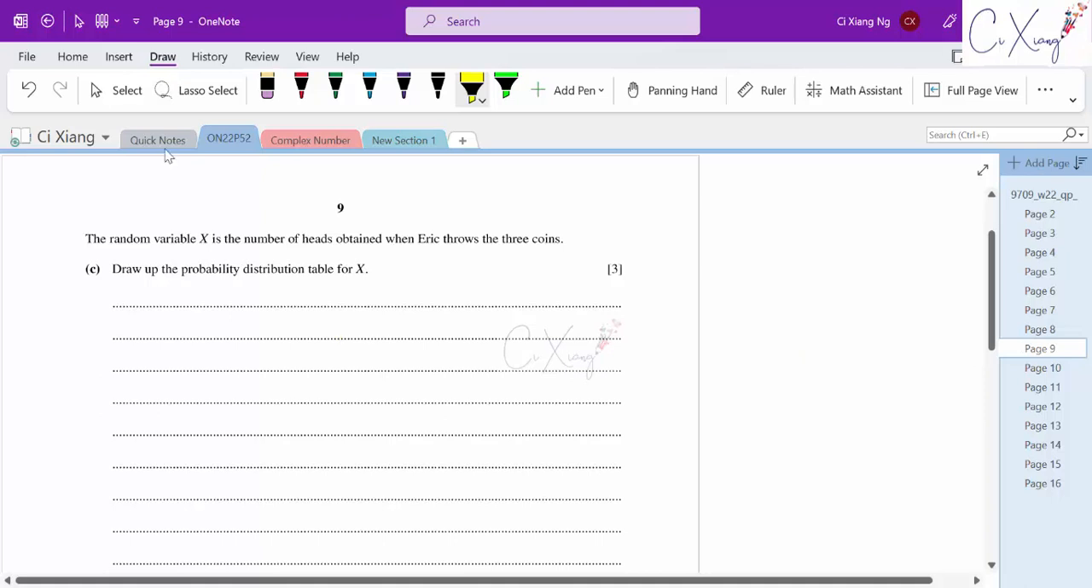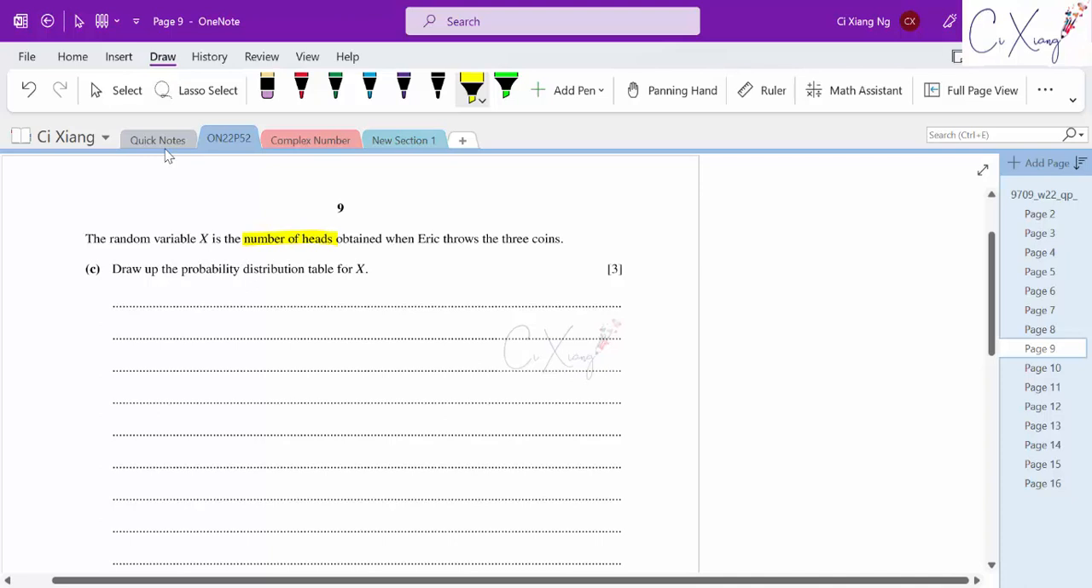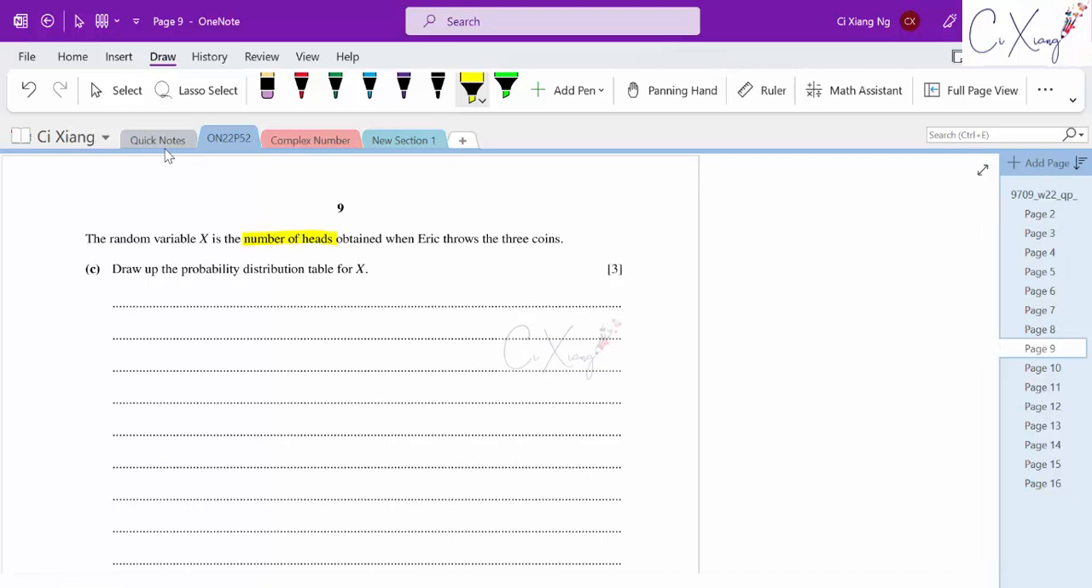Okay, so for part number C, they are talking about the number of heads obtained when Eric throws the 3 coins. Draw up the probability distribution table for X. Okay, so to get the probability distribution for this random variable X, they are concerned about the number of heads when we throw the 3 coins. There are many ways for you to solve it. Some will use analytics, so maybe they try to think in their mind what the possible cases are, and then they list out the possible cases. So for me, I think the safest way, I will just draw the tree diagram and show you what happens.